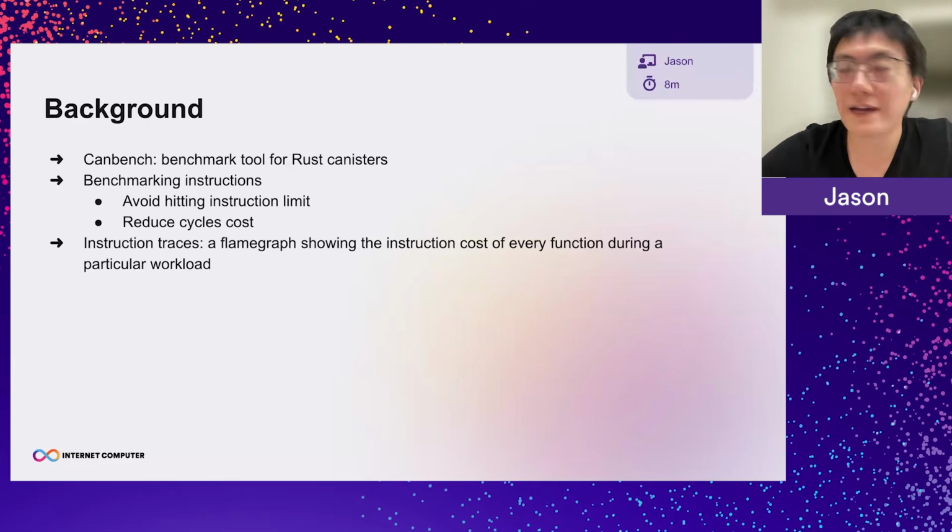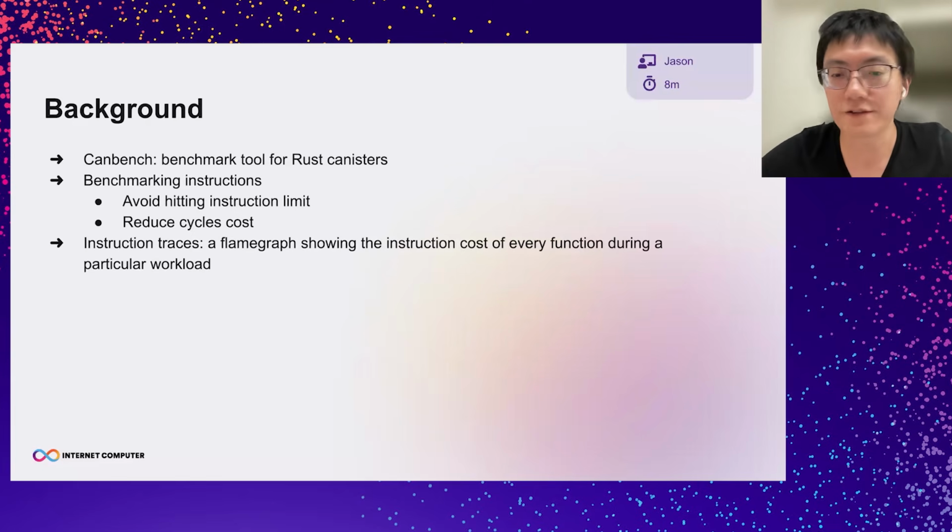So first, I'd like to provide some background. As you might know, CanBench is a benchmark tool for Rust canisters, measuring instructions and the memory used by any workload defined by the user. But why do we care about benchmarking? And in this specific case, the instructions used by the canisters. Well, one reason is to avoid hitting the instruction limit. And for people who write code that runs on application subnets, I imagine they would like to reduce instructions and therefore cycles cost for their canister. Therefore, in both cases, I think it makes sense to have benchmarks measuring the canister code, especially those that might cost a lot of instructions.